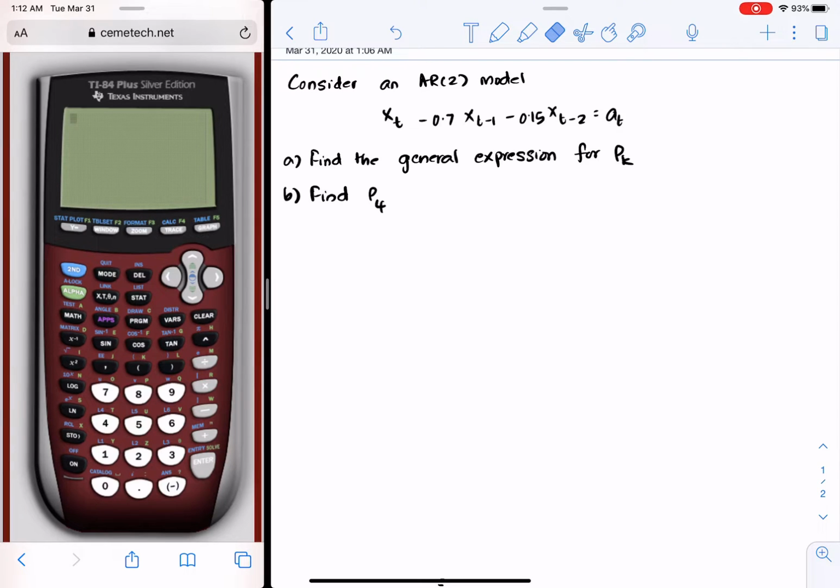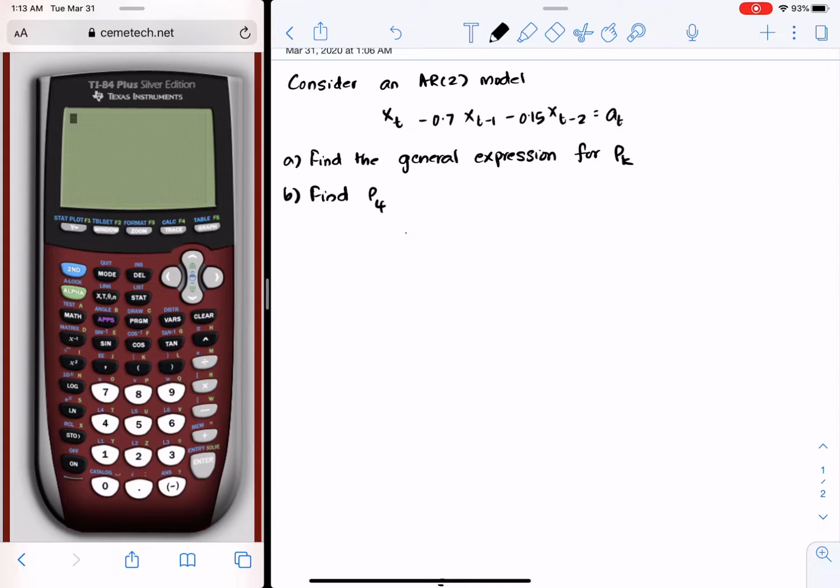Here is an AR2 model for which I want to find the general expression for rho sub k and rho sub 4. I'm going to use the inverse of the roots of the characteristic polynomial in this problem to find the general expression for rho k.